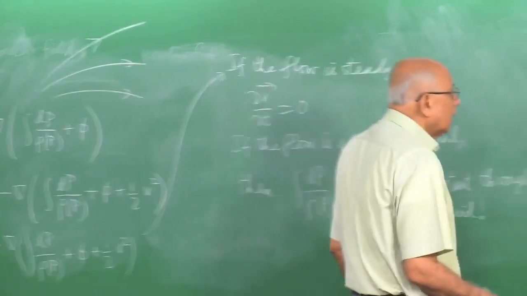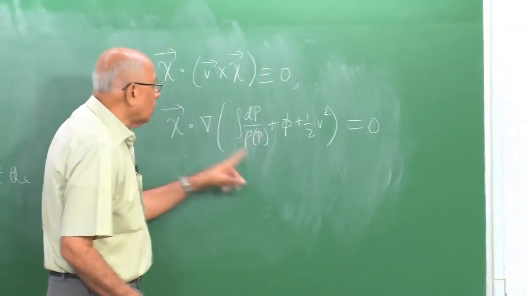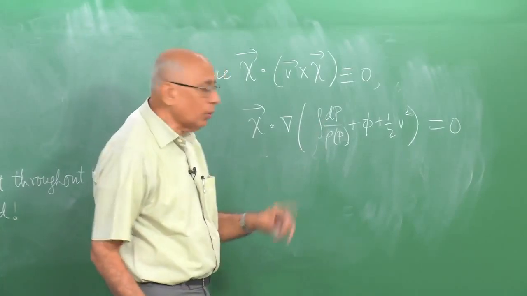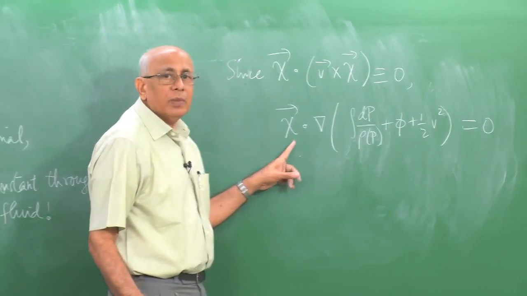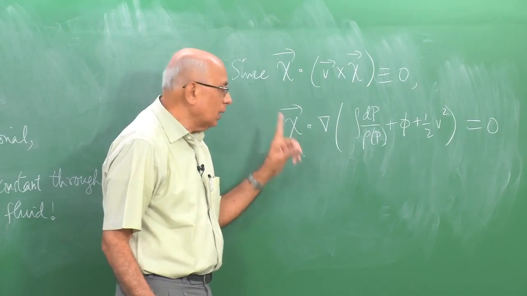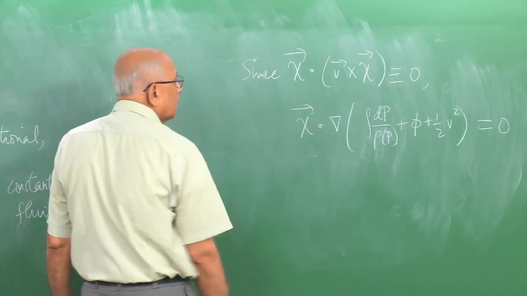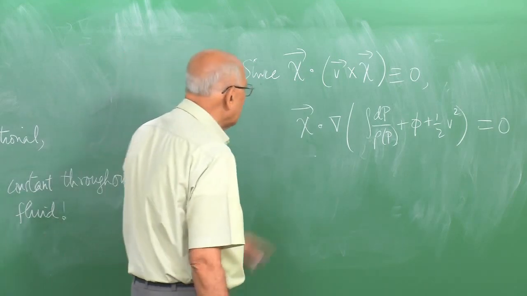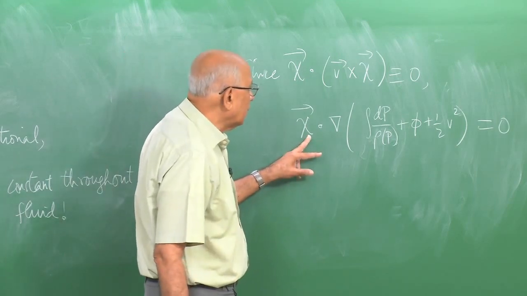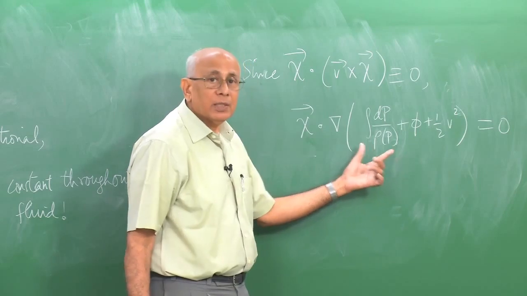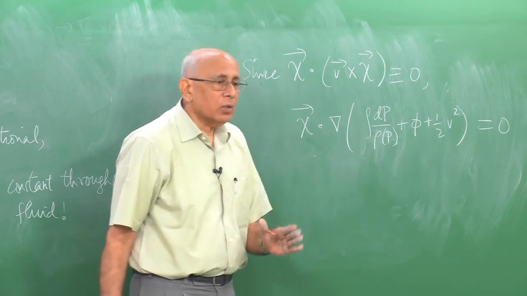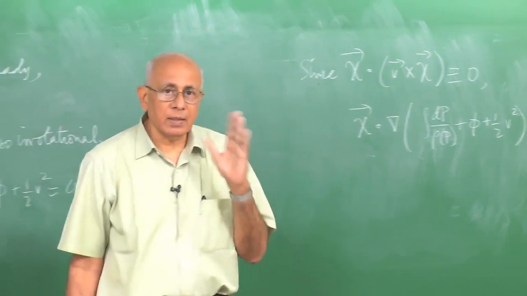Similarly now it says this quantity does not change, there is no gradient component along a line on which chi flows. In other words, the field lines of this vector chi, the circulation vector chi, the vorticity vector chi are such that this combination does not change along these vortex lines.